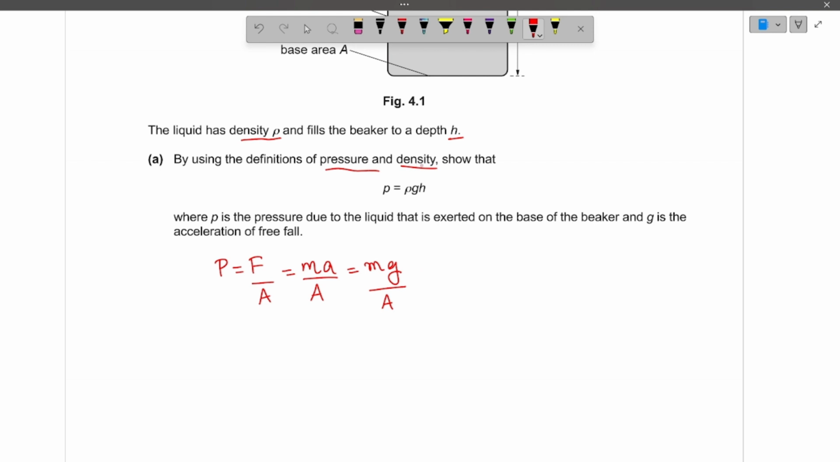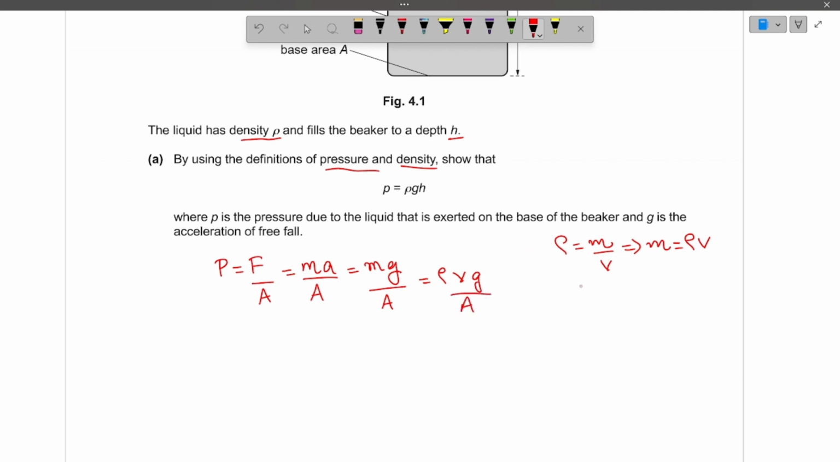Then you need to use the density formula as well. So density rho is equal to mass divided by volume. So here you may use this formula to rearrange this equation, or substitute for the mass, right? So mass is equal to rho V. So please substitute this mass in this pressure equation. So it will be rho V g over area.